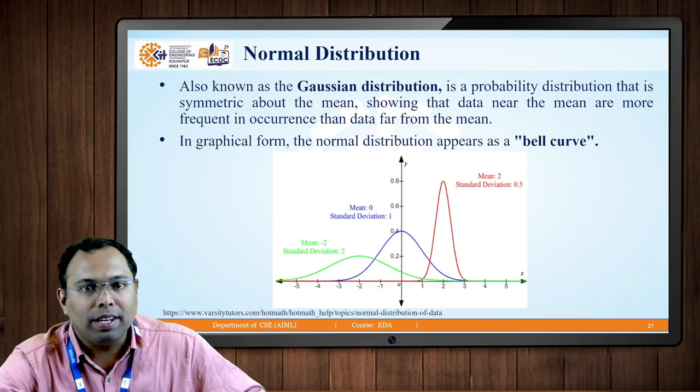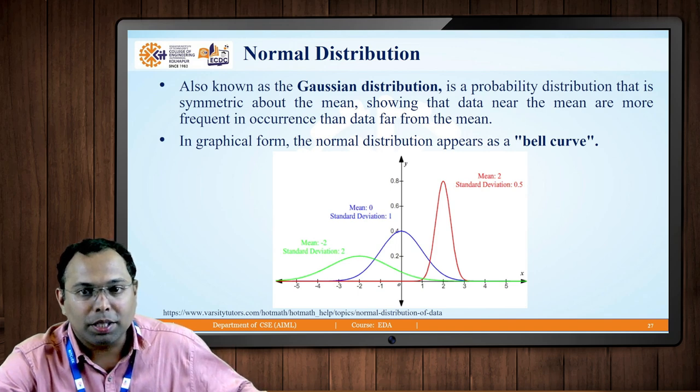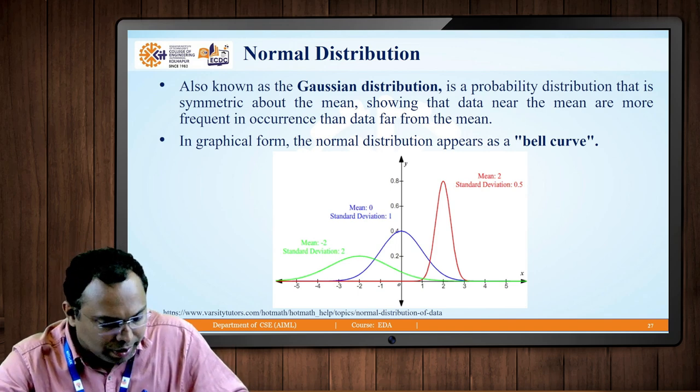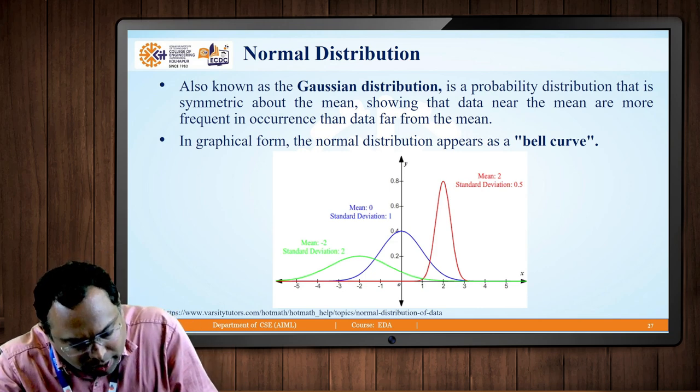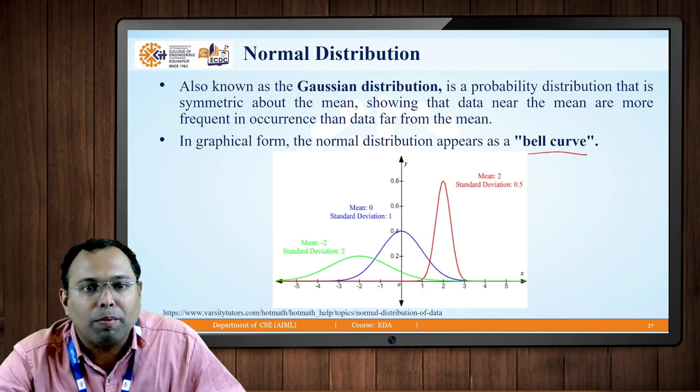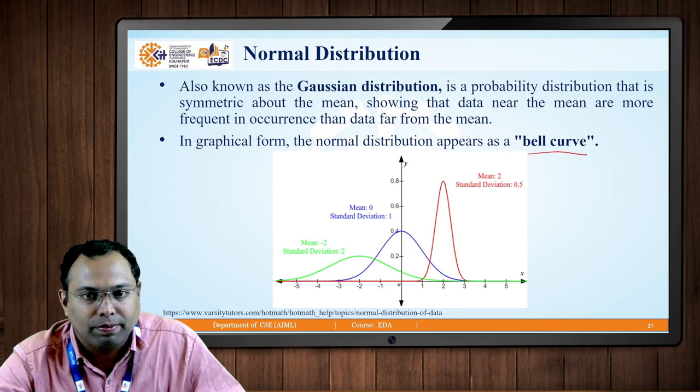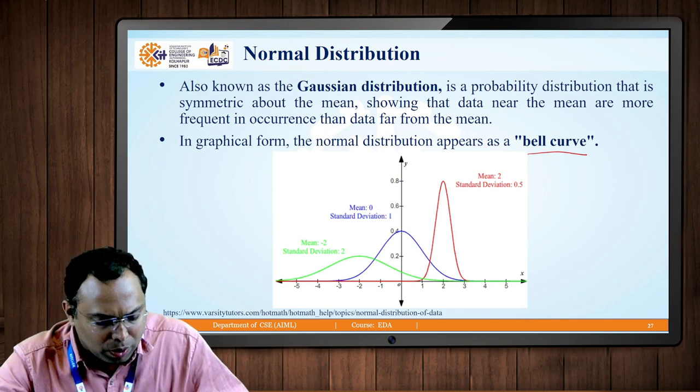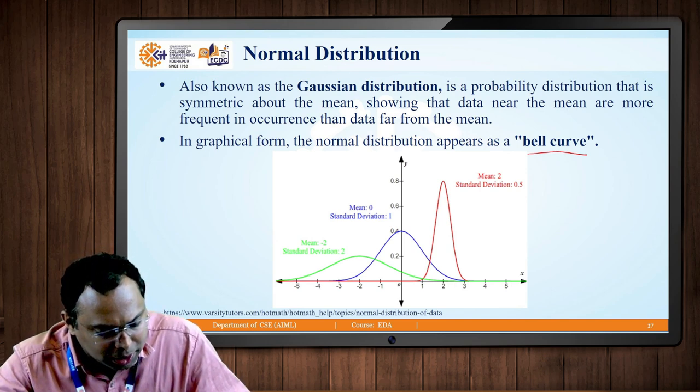Here we can see a graphical representation of normal distribution. Basically, it is nothing but a curve, and this particular curve has the shape of a bell. So a normal distribution is also called a bell-shaped curve. Let us go ahead and interpret this image with more understanding.